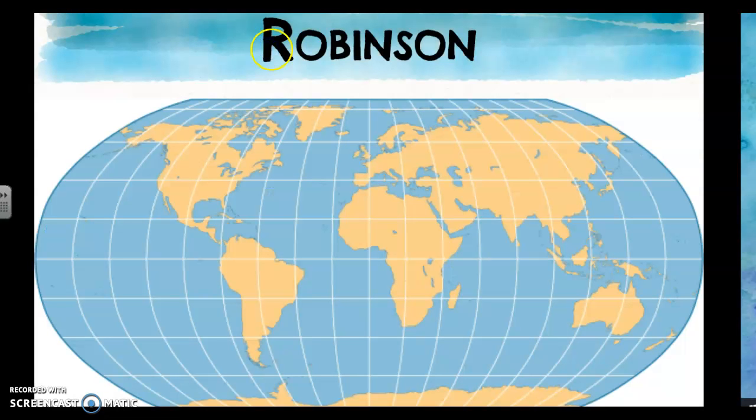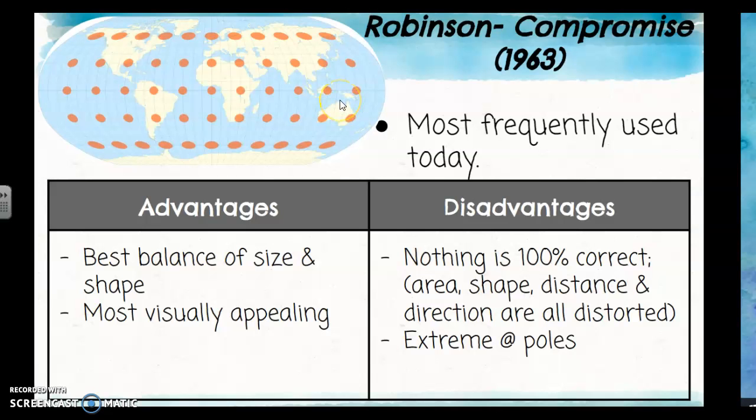Okay, the Robinson is the next one that we want to talk about, and this is kind of the most widely used map today. It's known as a really good compromise because when it was created, the intention was to create a balance between those distortions, right? And so we see size and shape kind of balanced here. And it's pretty visually appealing. It doesn't look awkward like the Peters does.